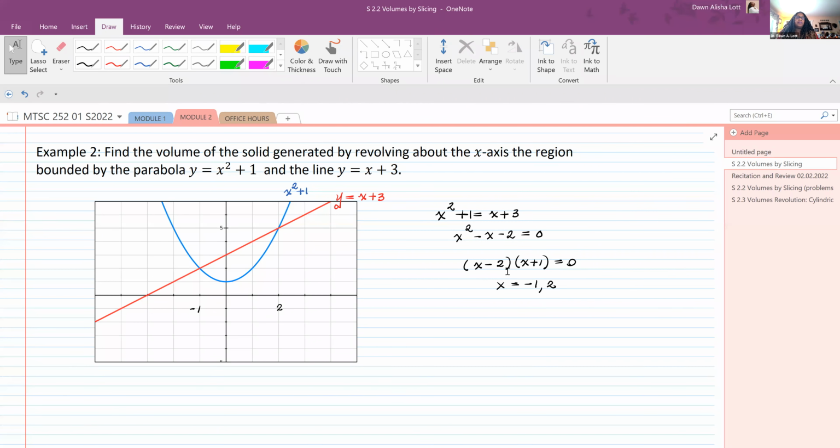So now I know my limits of integration. I could see from the graph that they were -1 and 2. But if I couldn't see that, I proved that they were -1 and 2. So now I know my limits of integration. I'm on the interval -1, 2.